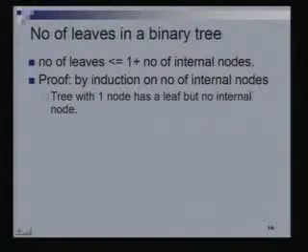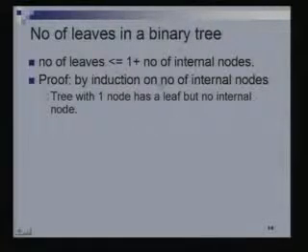If a tree has only one node, how many internal nodes does it have? 0, because that one node doesn't have any child, so that's a leaf. So the base case is when the number of internal nodes is 0, in which case the left hand side, the right hand side is 1 and the number of leaves is 1, so the inequality is satisfied.